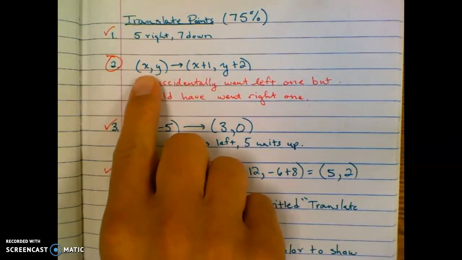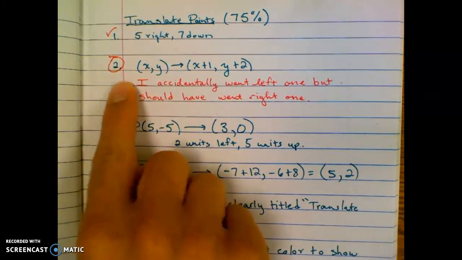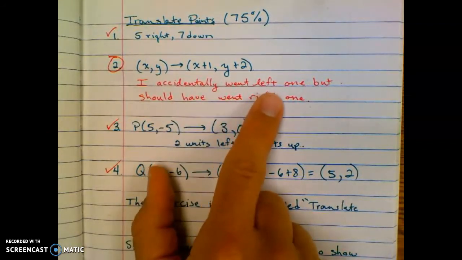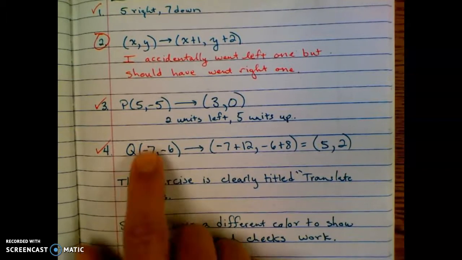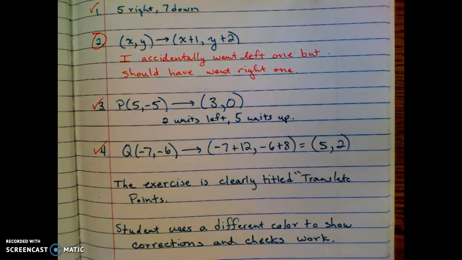Okay, so he's writing a little bit of work here. He looks like he messed up, and then he wrote some reasoning on what happened. I accidentally went left one, but should have went right one. Okay, that makes sense. Place some check marks here because he must have gotten those ones right.